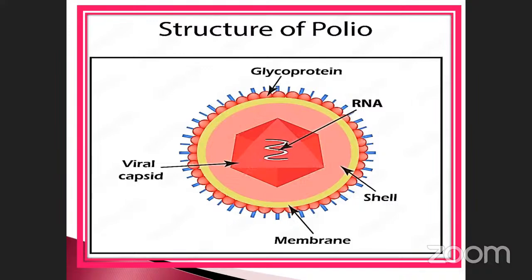Structure of poliovirus. See that glycoprotein, which is in the cover layer. On the inner side there is an RNA molecule. This is the viral capsid. The viral capsid is also made up of protein, capsomeres. It also has membranes, protecting the inner nucleic acid. Sometimes they may ask which virus has the membrane structure. Like that they may ask questions.